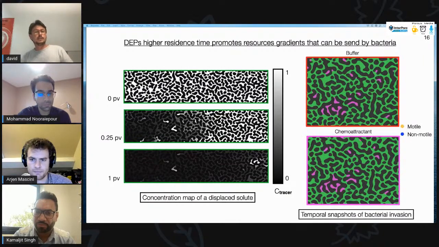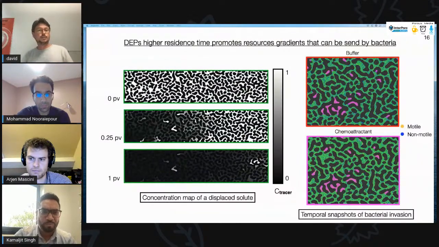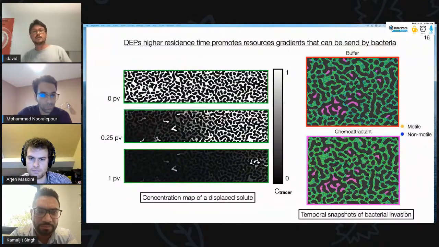In this experiment, we injected a mix of motile and non-motile cells suspended in a motility buffer, but displacing a resident solution of an amino acid, serine, which is a chemoattractant for E. coli. So E. coli is attracted by gradients of concentration of this amino acid. We recorded the temporal displacement of the bacteria across the two pore classes, which you can see here in the two animations, and quantified it.